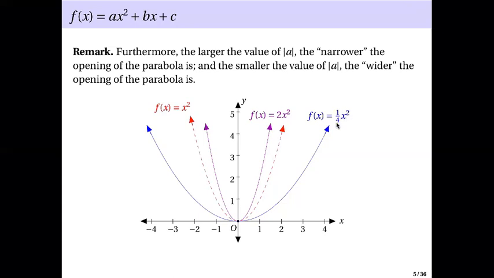So 1/4 is less than 1. This is the graph again of f of x equals x squared. But the absolute value of a here is 1/4. It's now less than the absolute value of a in the other graphs, and the graph is wider compared to the other two. So the larger the absolute value of a, the narrower the opening of the parabola is. The smaller the absolute value of a, the wider the opening of the parabola is. Question so far?